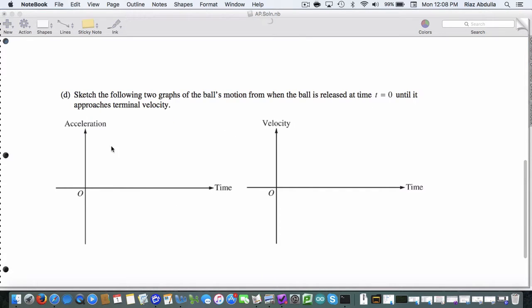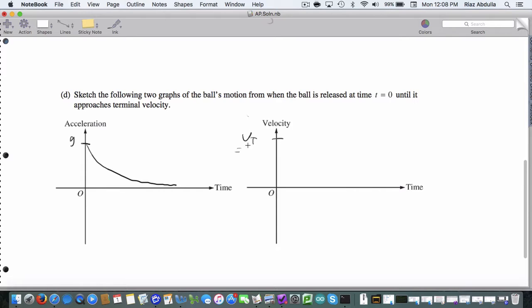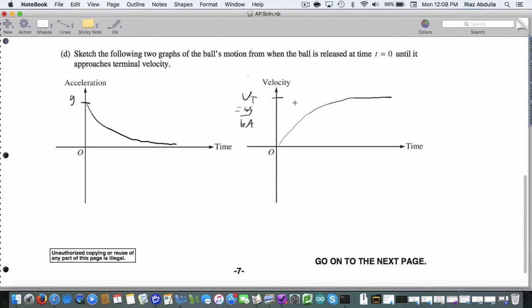All right, right here we get the acceleration and the velocity. So let's remember, we start off with an acceleration of g, and then it decays. And then here the terminal velocity graph is going to be mg over BA. So we start off here, and then we eventually level off to this terminal speed. I was a little disappointed to see so many errors on this, so we've got to tighten that up a little bit. All right, so that is the first free response question.